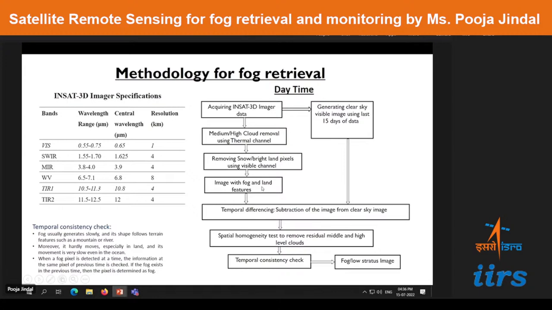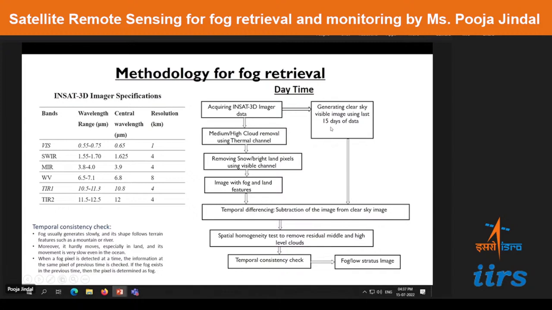But how will we generate it? We will take the visible images of the last 15 days. Say, for example, you are doing this process for 9 a.m. on November 16. Then I will take the 9 a.m. images of all the 15 days from November 1 to November 15. This I will do.